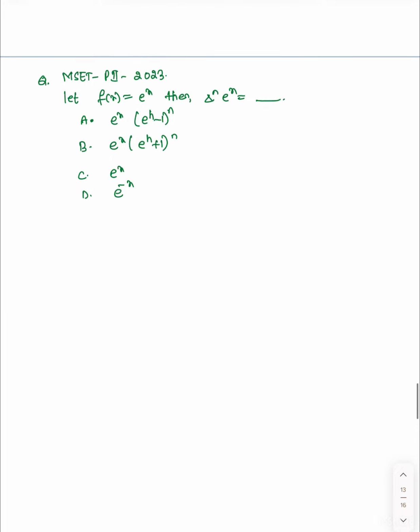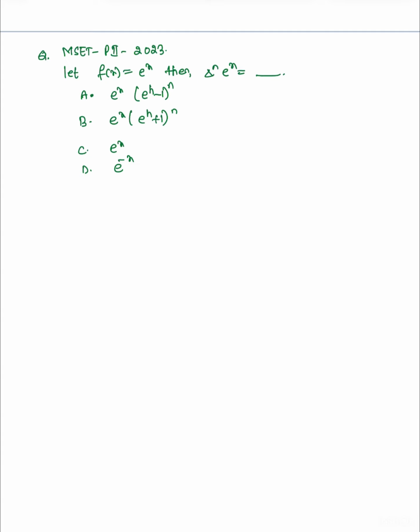Next question. Let f of x be equal to e power x, then delta power n of e raised to x will be equal to dash. The options are e power x into (e raised to h minus 1) to the power n, e raised to x into (e raised to x plus 1) to the power n, e raised to x, and e raised to minus x. So this is nothing but the nth forward difference of e raised to x. Here f of x is e raised to x.